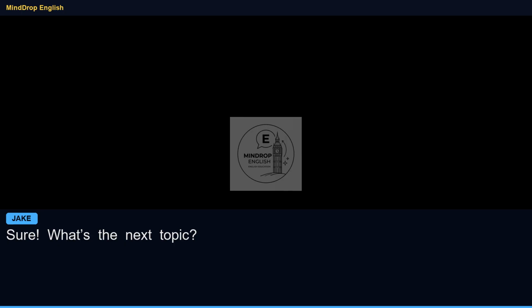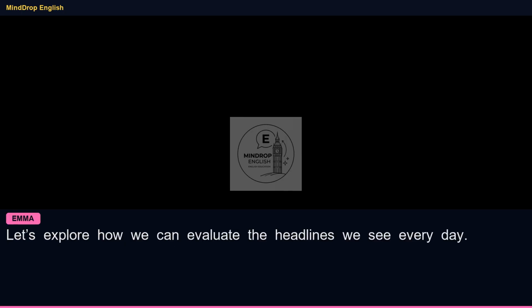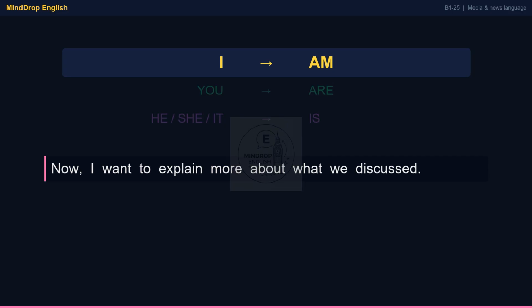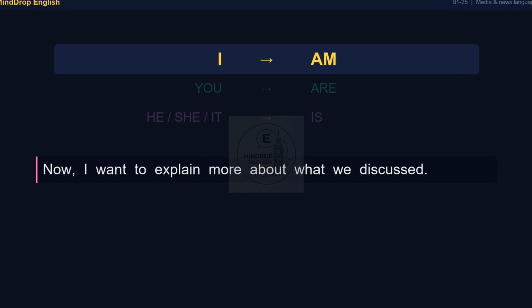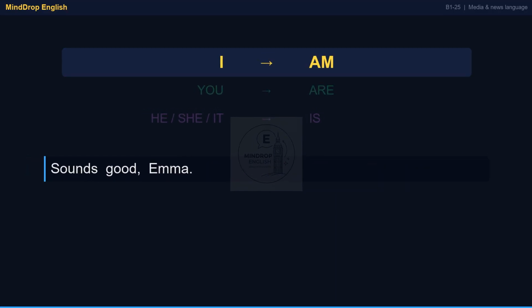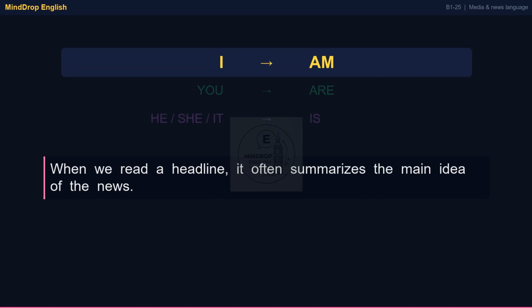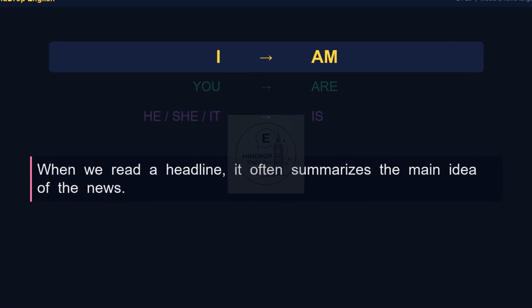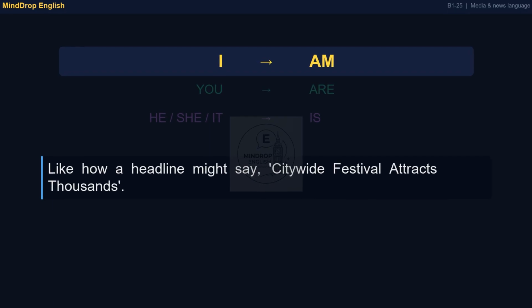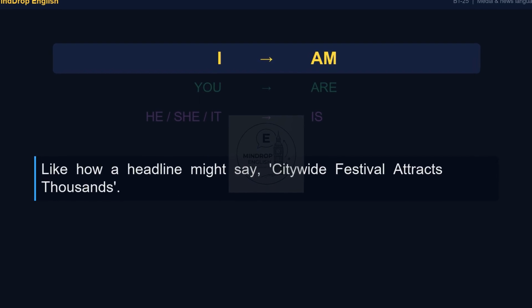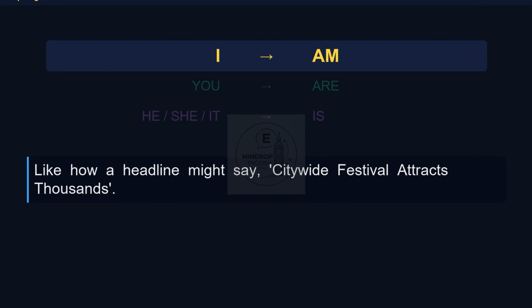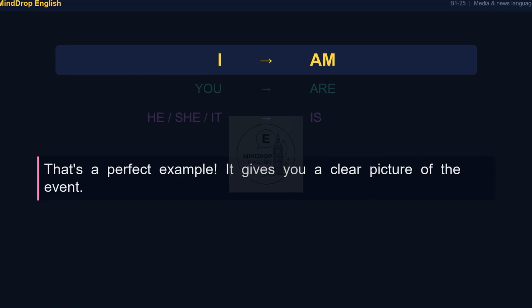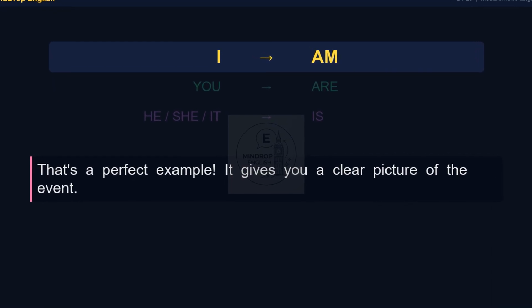Sure. What's the next topic? Let's explore how we can evaluate the headlines we see every day. That sounds important. Let's do it. Now, I want to explain more about what we discussed. Sounds good, Emma. When we read a headline, it often summarizes the main idea of the news. Like how a headline might say, "Citywide festival attracts thousands." That's a perfect example. It gives you a clear picture of the event.